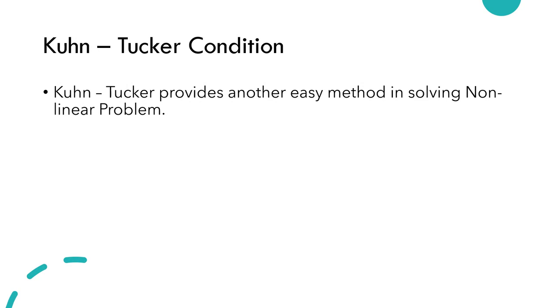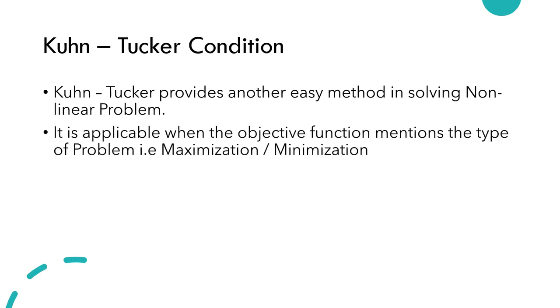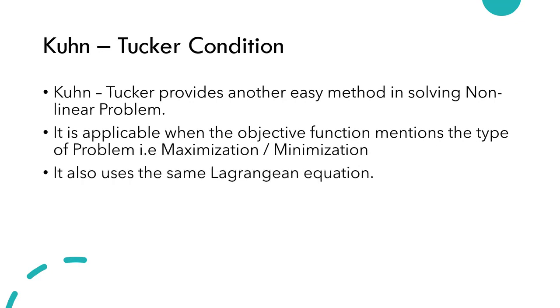Kuhn-Tucker conditions. These conditions are used to provide an easy method of solving nonlinear problems. It is applicable when the objective function is of the given type of problem. That is, if the function is given, either as a maximization or a minimization condition, then we can use this Kuhn-Tucker method. It also uses the same Lagrange's equation we discussed in the last class.